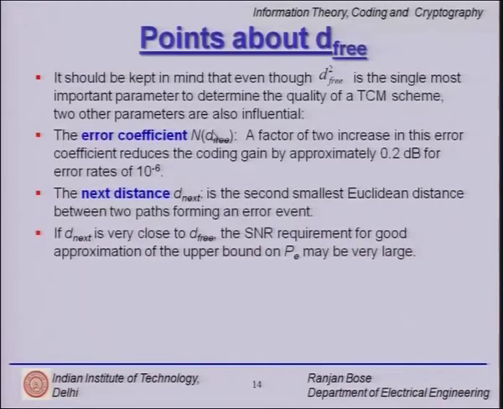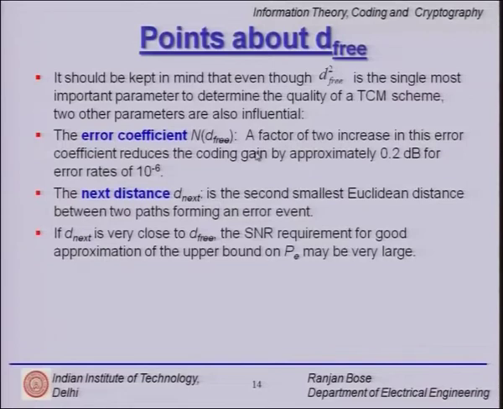Now, the question is, how far are d free and d next? If d next is pretty large with respect to d free, then d next should stop mattering. However, if d next is pretty close, why are we having this discussion while we did not have this for convolutional codes? That is because the d next for the convolutional coder was always an integer away.